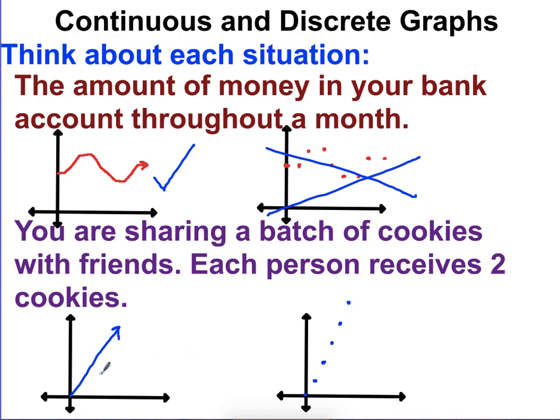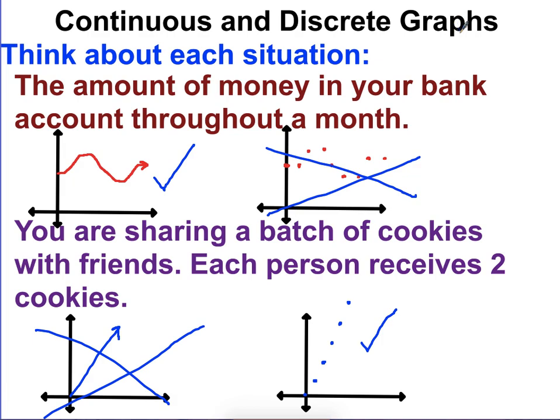We don't include decimals when we think of there being a number of people. So this one is going to be discrete. You're only going to have those certain values there. You're not going to have every value in between in the data for that one.